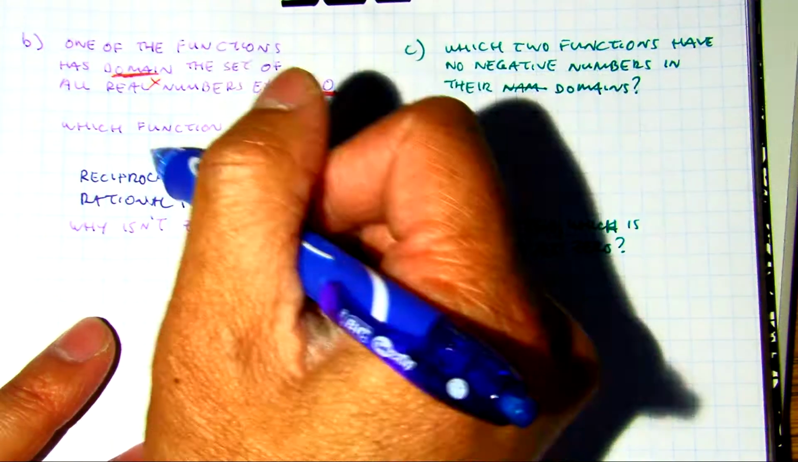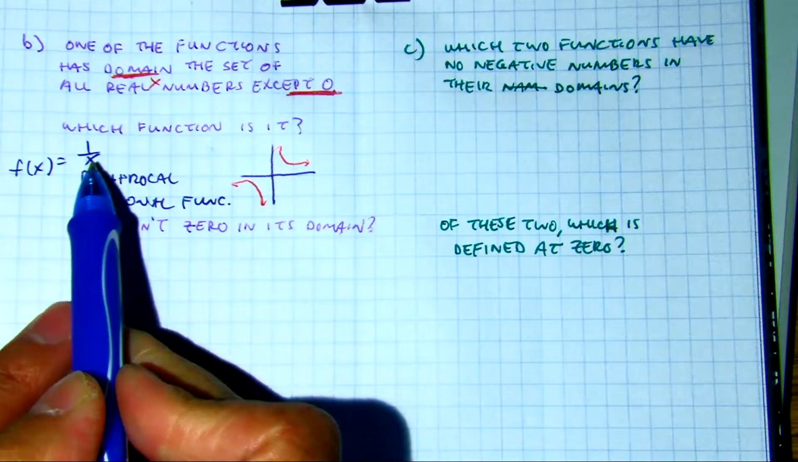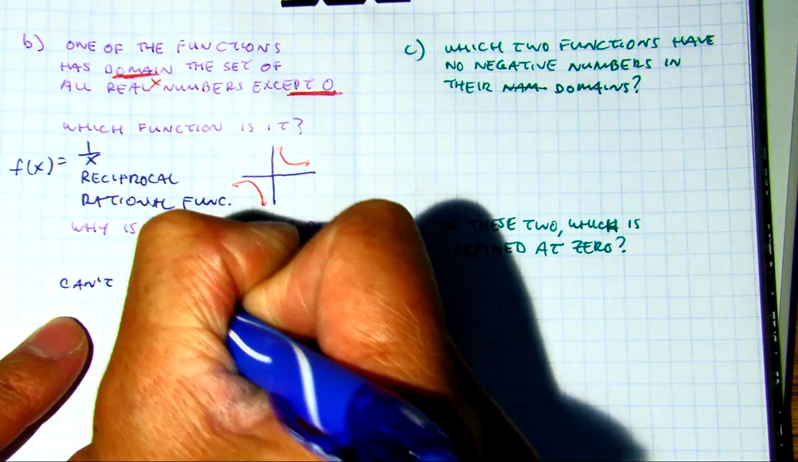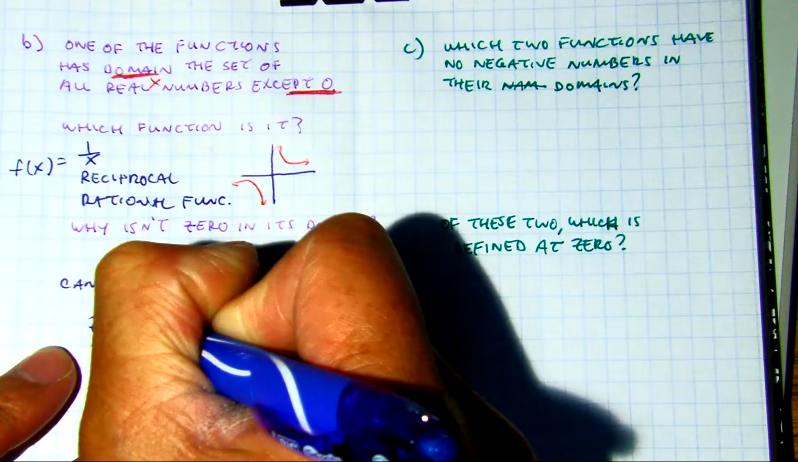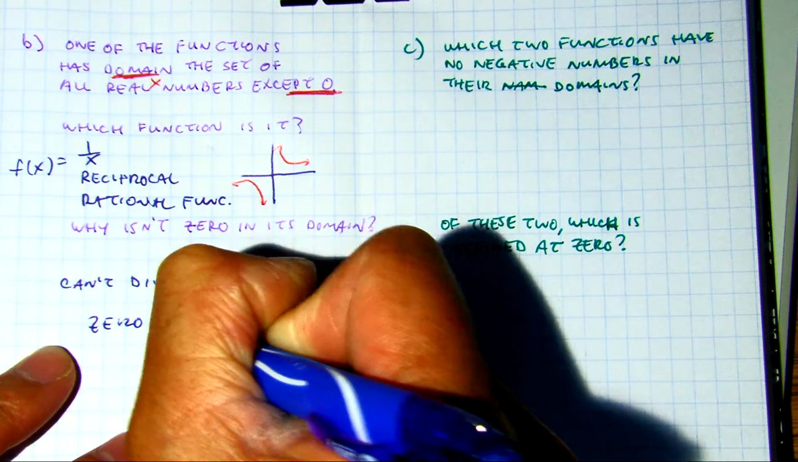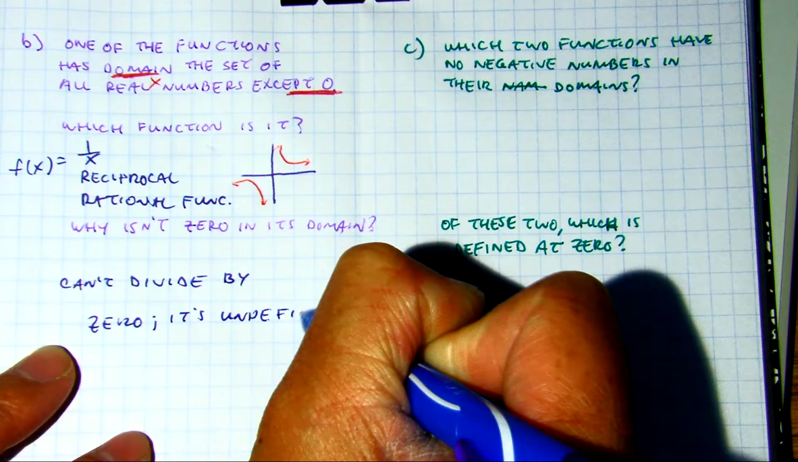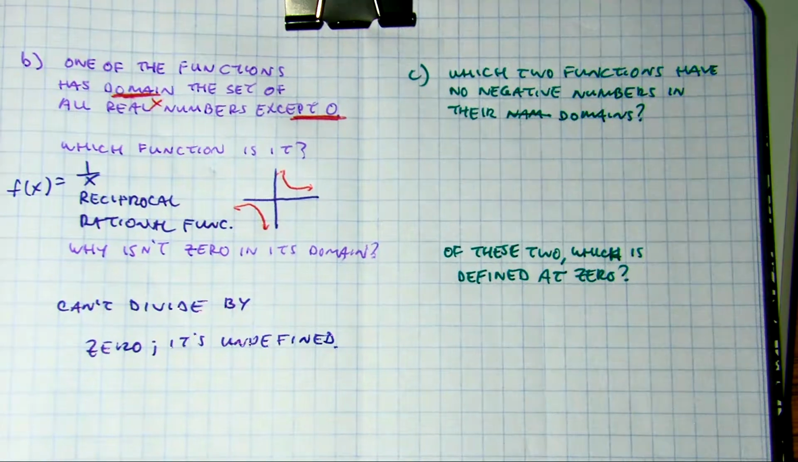Because the rational function is f of x equals 1 over x. And if you put in x equals 0, what happens? Can't divide by 0. It's undefined. This rational function idea is a big idea of pre-calculus, right? It's a newer function to a lot of you.